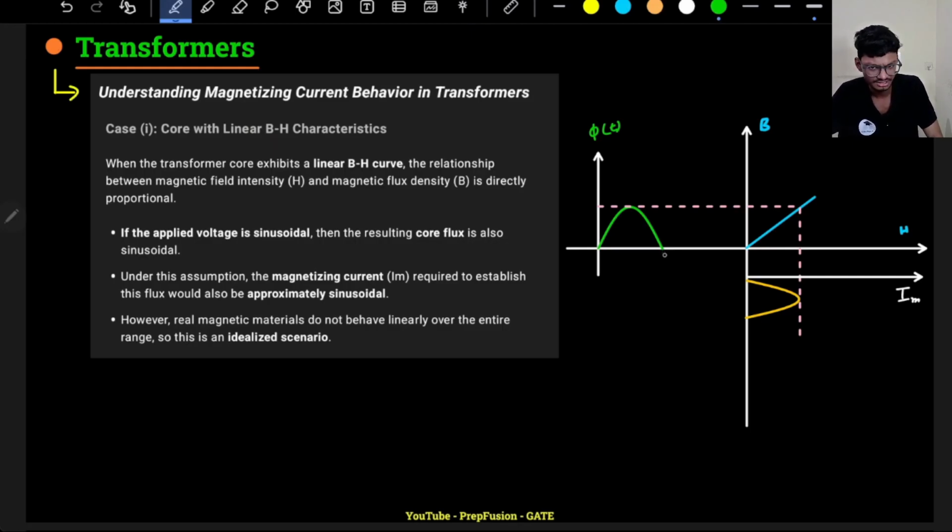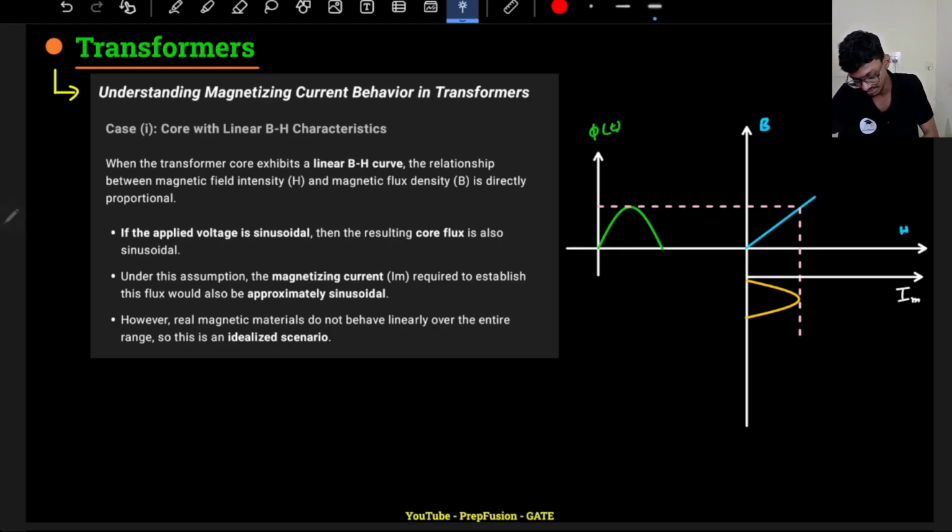The assumption is that phi(t) is purely sinusoidal. If phi(t) is purely sinusoidal, my current also will be purely sinusoidal. So if my applied voltage is purely sinusoidal, then the core flux should also be purely sinusoidal, and then the magnetizing current also will be purely sinusoidal. So everything here is satisfied.